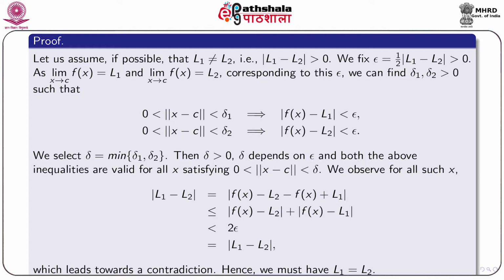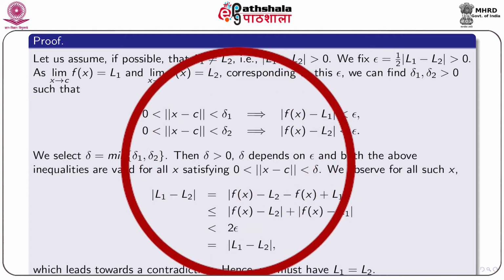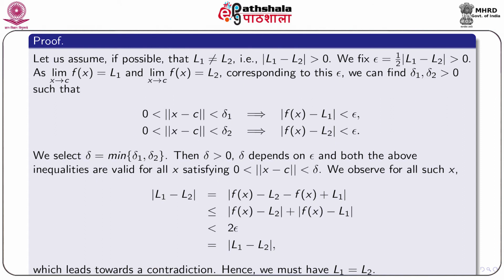we can find two deltas, delta 1 and delta 2, such that whenever 0 < norm of x minus c < delta 1, we have modulus of f(x) minus L1 < epsilon, as well as whenever 0 < norm of x minus c < delta 2, we have modulus of f(x) minus L2 < epsilon. Now, we select delta equal to the minimum of delta 1 and delta 2.